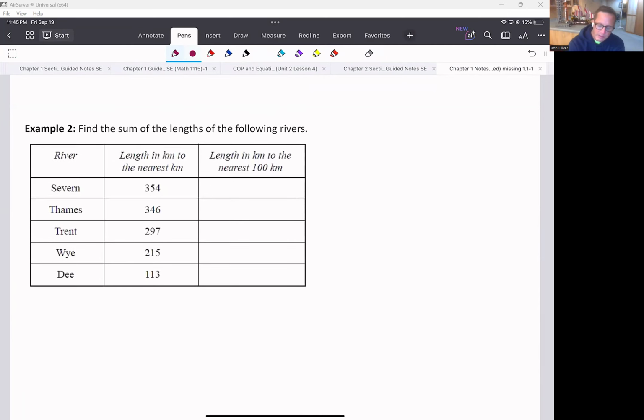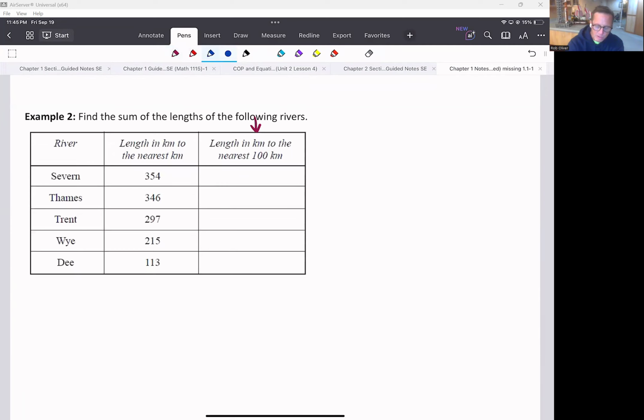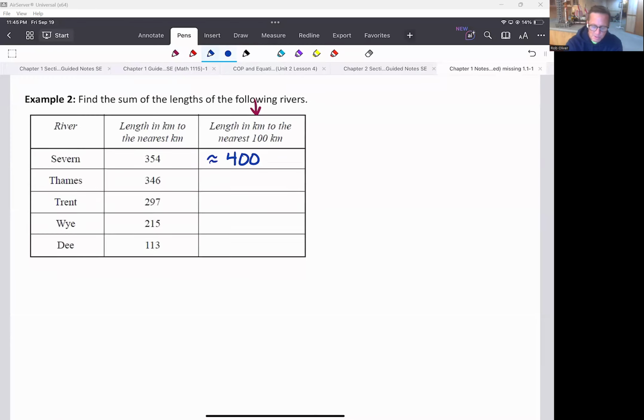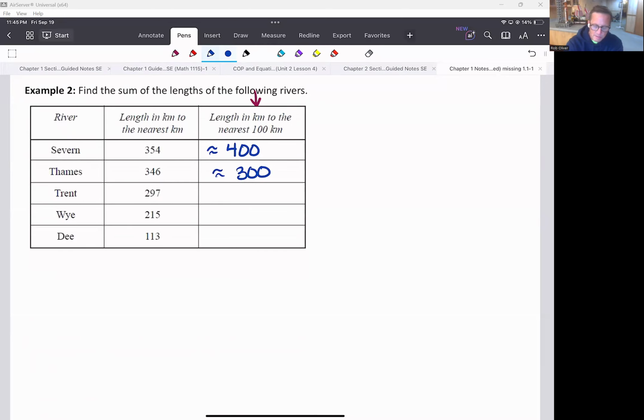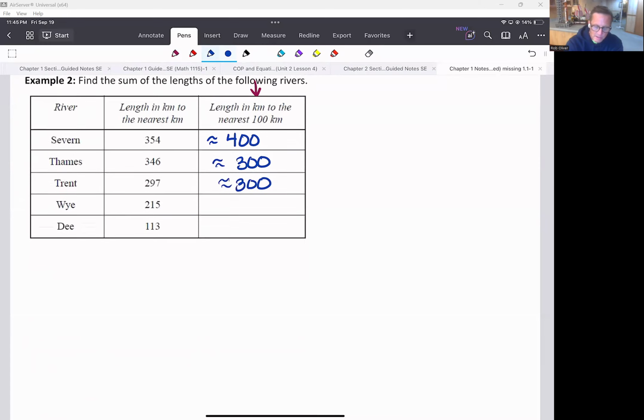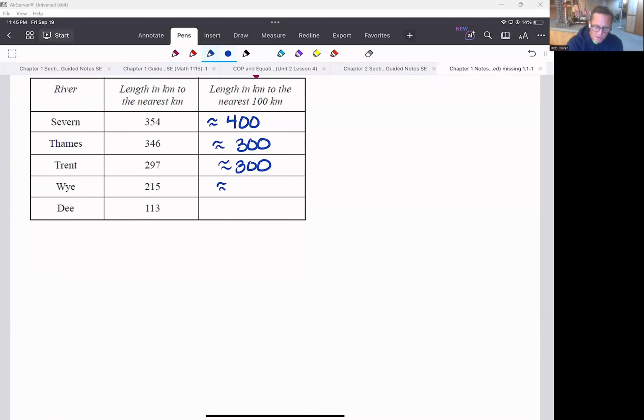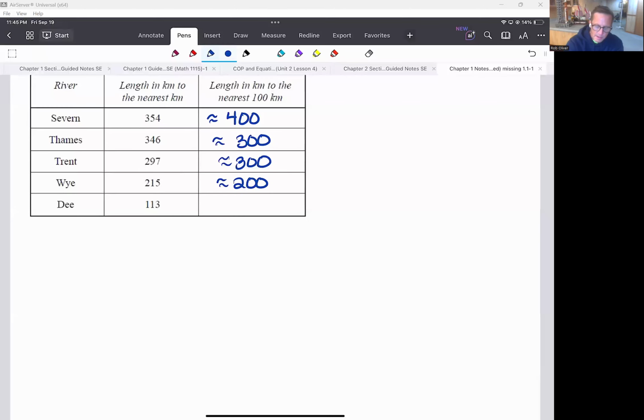So right here in this column, it's asking us to round to the nearest 100. All right, so 354 is closer to 400 than it is to 300, so we can round that to 400. 346 is closer to 300. 297, very close to 300, so put that there. 215, not too far off from 200. And 113 is pretty close to 100.